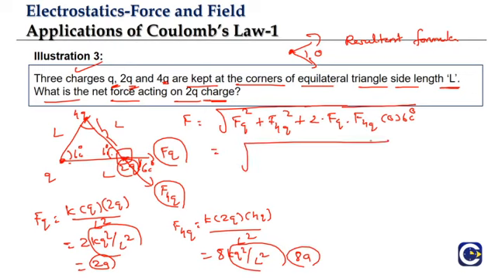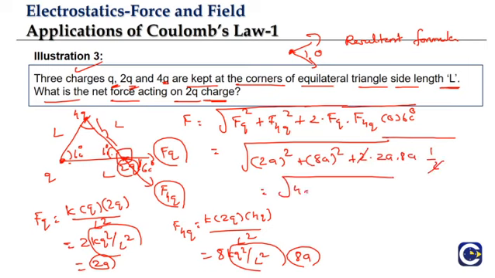So we'll have root of (2a) the whole square plus (8a) the whole square plus 2 into 2a into 8a, cos 60 is half. So half and 2 will be cancelled. Root of (2a) the whole square means 4a square. (8a) the whole square means 64a square, plus 8 2s are 16, 16a square. 16 plus 4 is 20, 20 plus 64 is 84.